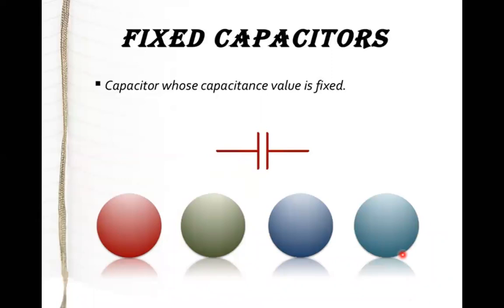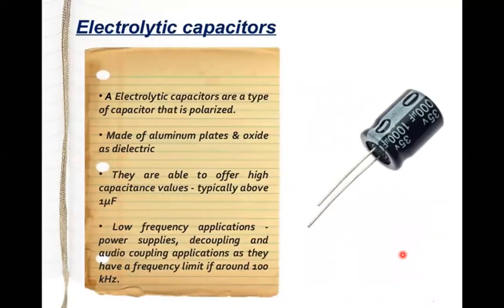Let's understand what fixed capacitors are. They are capacitors whose capacitance value is fixed. We cannot change the value of the condenser, we cannot change the value of the capacitor. So those are called fixed capacitors. Under this, you have electrolytic capacitors. Electrolytic capacitors are a type of capacitor that is polarized.